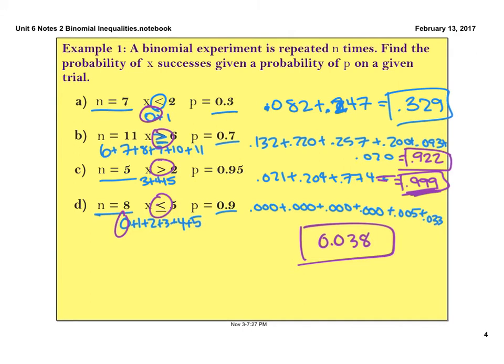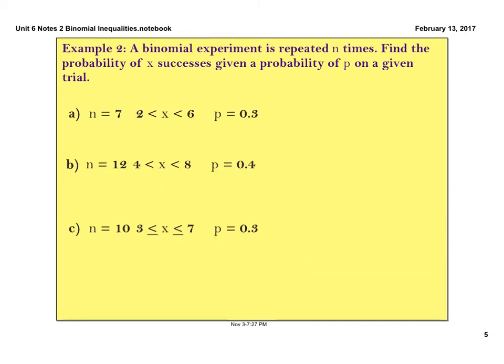All right, let's take a look at our next example. In this one, we just have a few more examples of a similar situation, but this time we're looking at a compound inequality. So when we look at a compound inequality, our x is between two values. So in part A, I'm looking at n equaling 7. So flip to your 7 box, which is the front of the first page of my table. Again, you can probably hear my paper shuffling around.